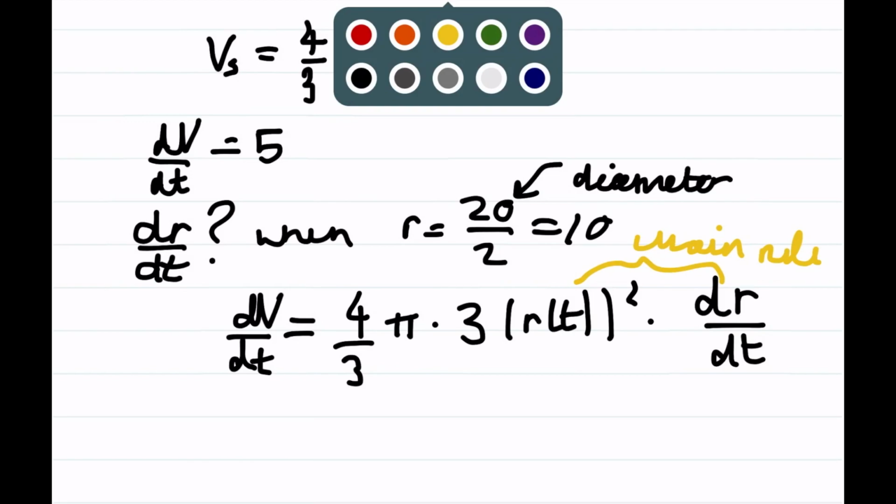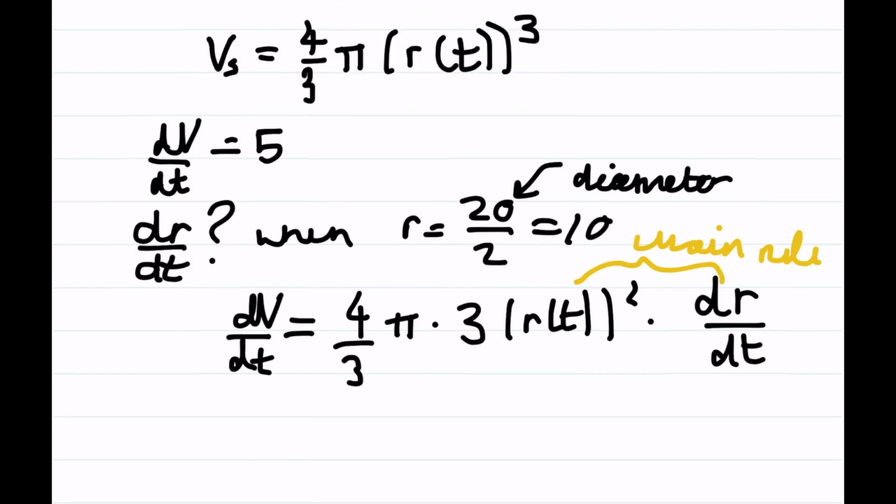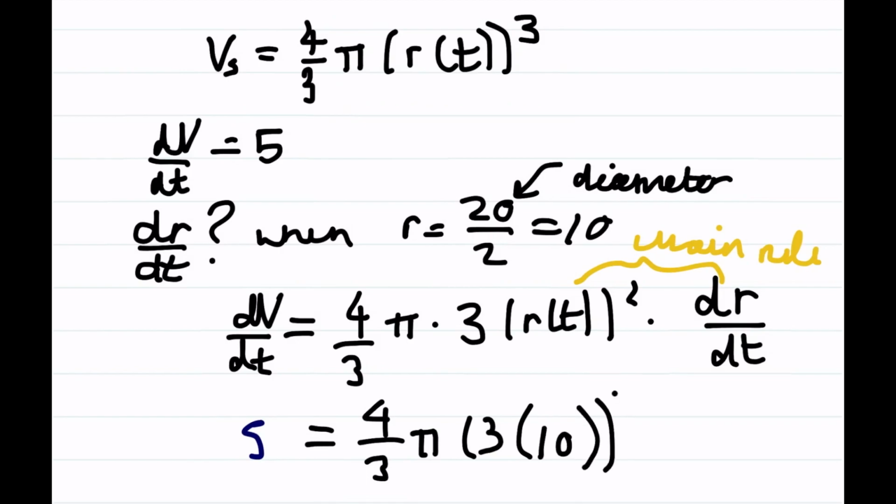Okay, so now we can plug in what we have. So we have dV/dt is equal to 5, and that is going to be equal to 4/3 pi times 3. r of t in this case is 10, so we're going to have a 10 here, squared, times dr/dt. Okay, cool. So now we can isolate dr/dt to find a solution.